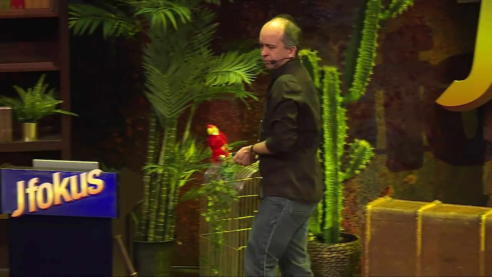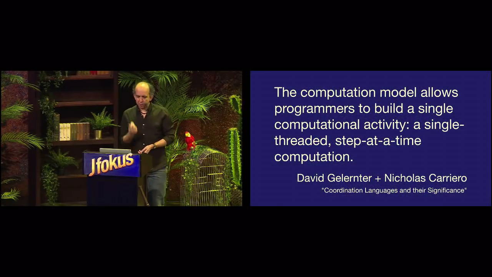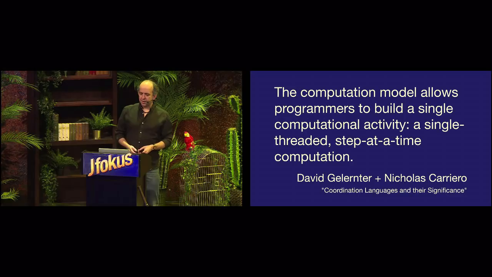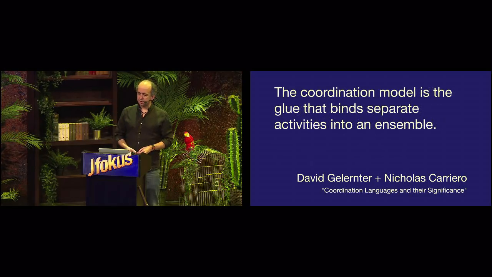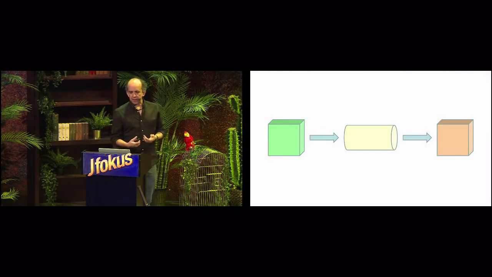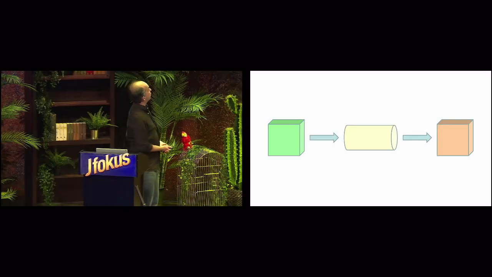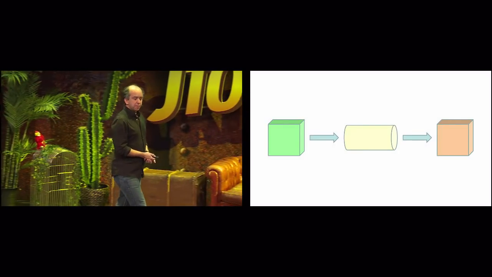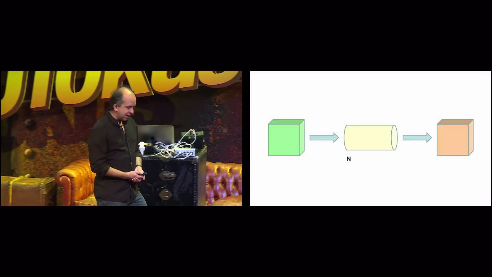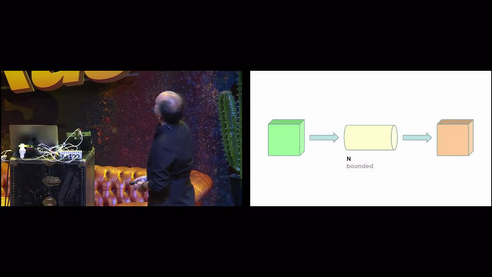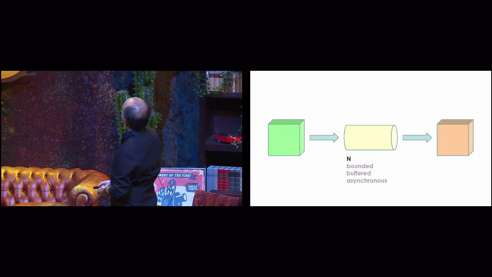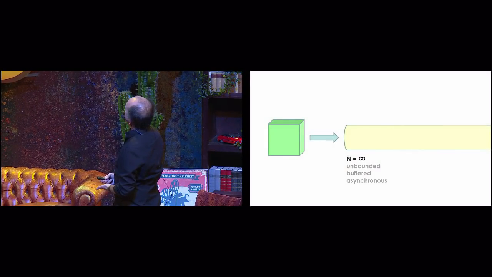So what have we got? The computation model allows programs to build a single computation activity, a single-threaded, step-at-a-time computation. We can fit it in our heads. The coordination model is the glue. This idea of the glue language, this terminology is also quite old, and you bring these things together. The coordination model I've just looked at is relatively straightforward. We've got a channel, a pipe, and you can have it of a particular size. It can be bounded, buffered, asynchronous. If I make n infinite, then it's unbounded, buffered, and asynchronous.